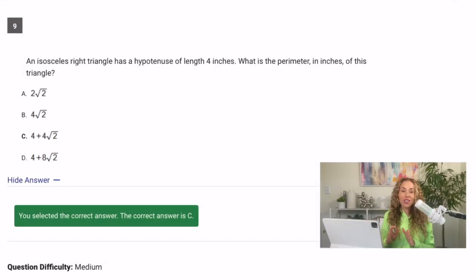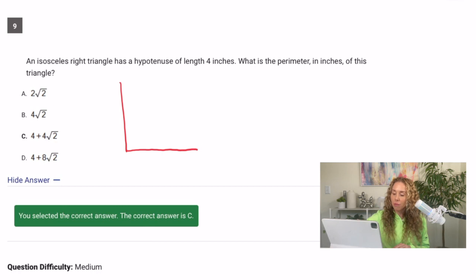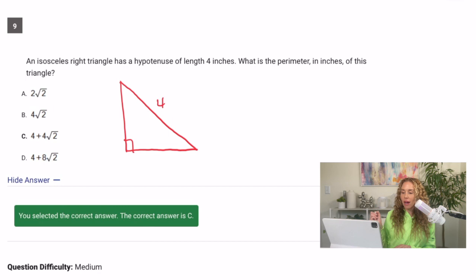Okay, we have an isosceles right triangle. They didn't give it to us, so I always encourage my students to draw a picture first and foremost before doing anything else. It's good to have a diagram or a visual. I'm going to draw an isosceles right triangle. Isosceles means two sides are equal, so that means the two legs are the same size. They said the hypotenuse is 4. I will put that there. So this is an x and this is an x.